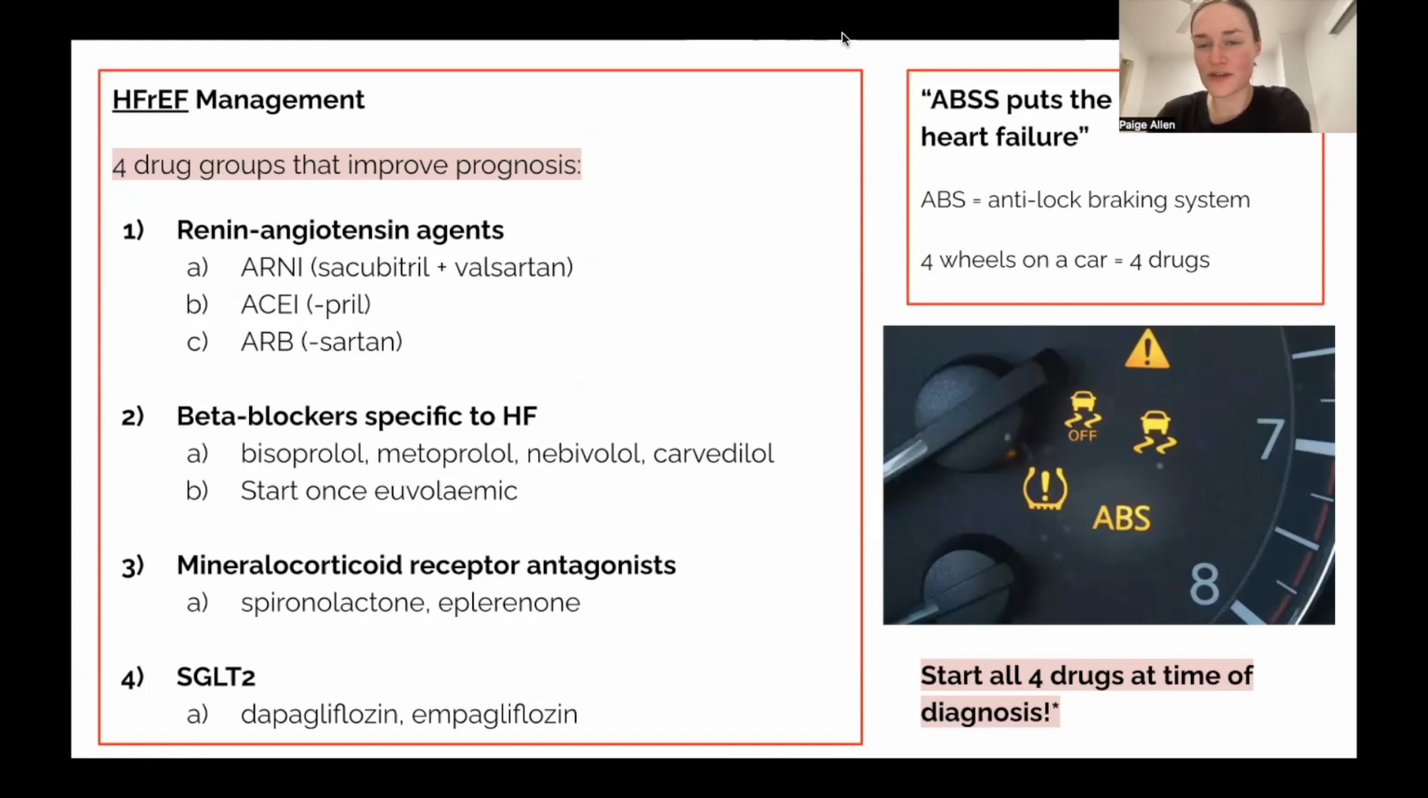So I remember when we were doing this, they always used to say ABS puts the brakes on heart failure. ABS is the anti-lock braking system in a car. However, now because they've added the SGLT2s, it doesn't quite work. So it's ABS with an extra S at the end. But you can remember that there's four wheels on a car, and there are four different drug groups that are vital for your HFrEF management to actually improve life outcomes. And all these four drugs should be started at the time of diagnosis, except for beta blockers until they're euvolemic. But even in a younger patient who is compensating well with their heart failure, these four things will help them to live a longer, healthier life.